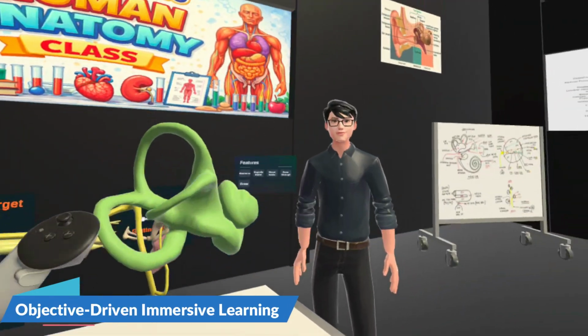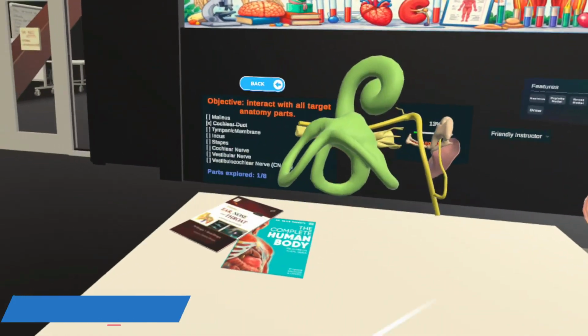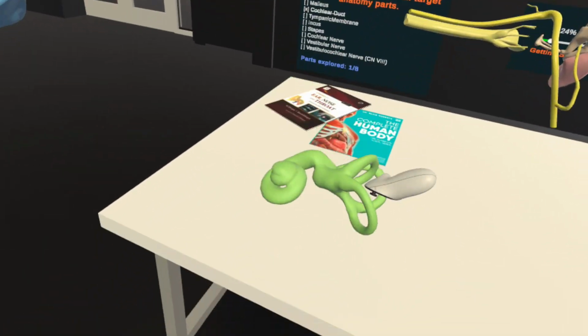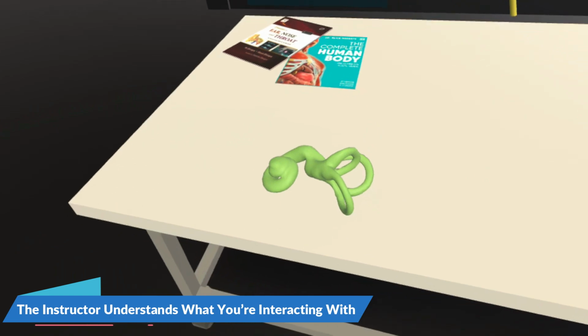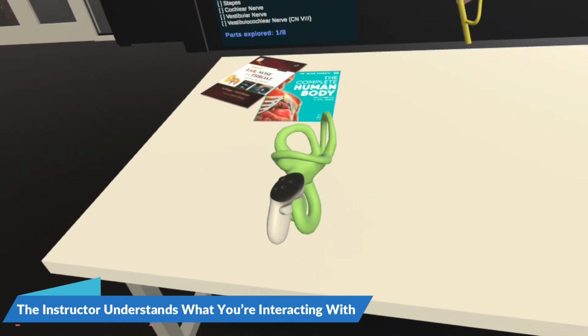What structure is this, teacher? This is the cochlear duct. It's a part of the inner ear responsible for hearing. It contains sensory cells that help us detect sound.